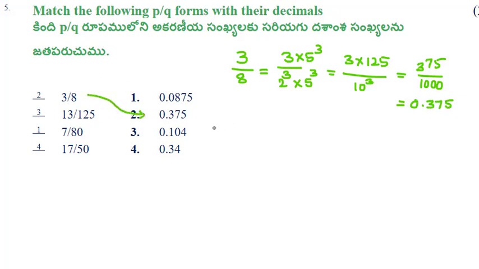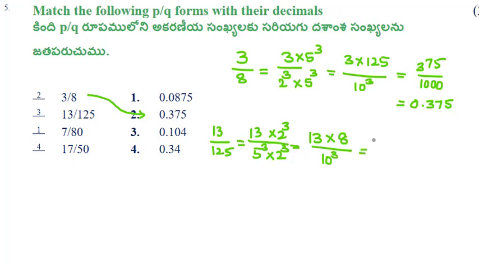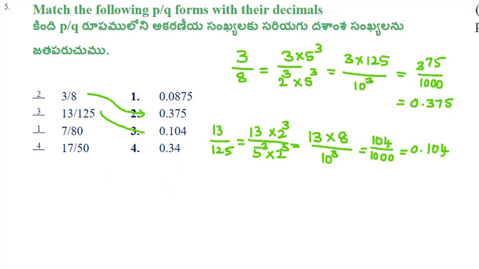Next, 13 by 125 equals to 13 by 5 cube, we need 2 cube into 2 cube, that equals to 13 into 8 by 10 cube, that means 104 by 1000, that equals to 0.104. Next, now let us convert 7 by 80 into the decimal form.